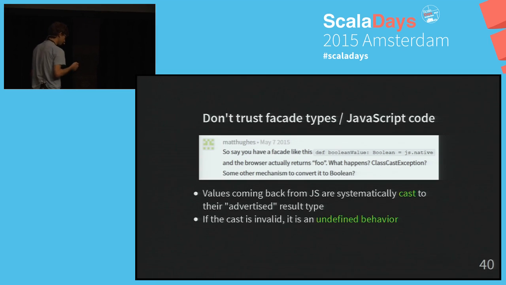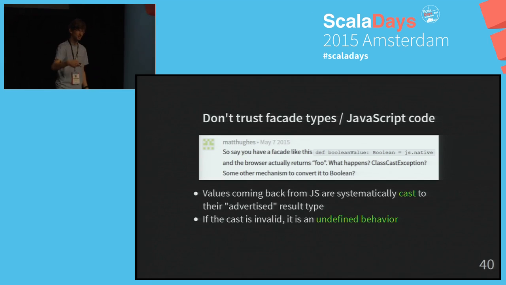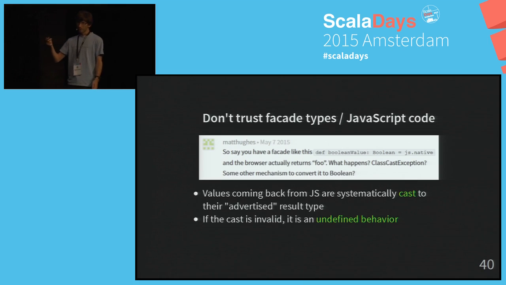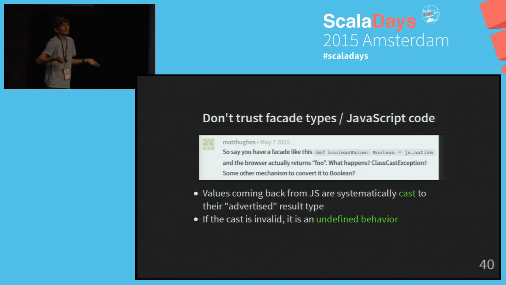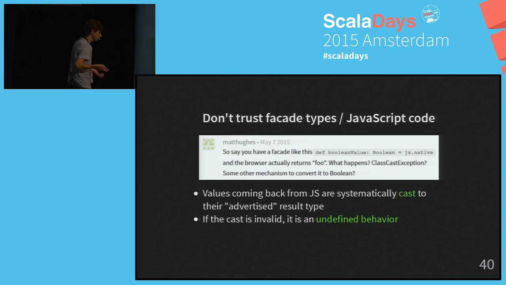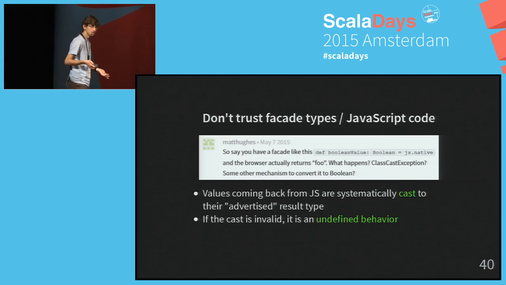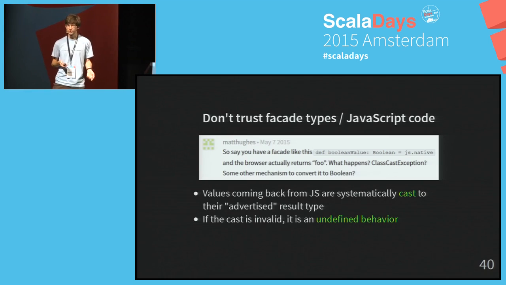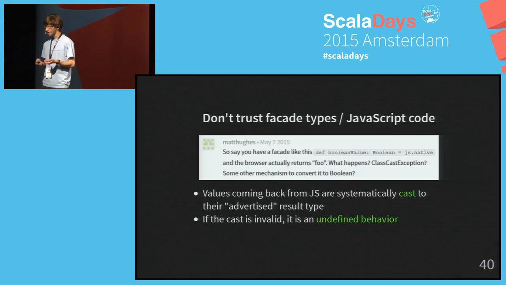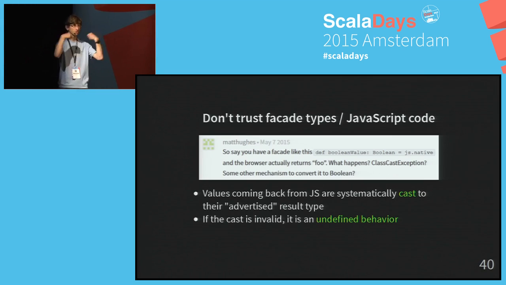Another thing that I want to tell you is that we have these facade types, these raw JS classes and traits and objects. What if they're wrong? Because we wrote them so that they match what the JavaScript code would do, hopefully. But if they're wrong, do we trust them? The compiler doesn't trust them. Every time you get back a value from JavaScript into Scala.js code, it will cast it with an asInstanceOf.